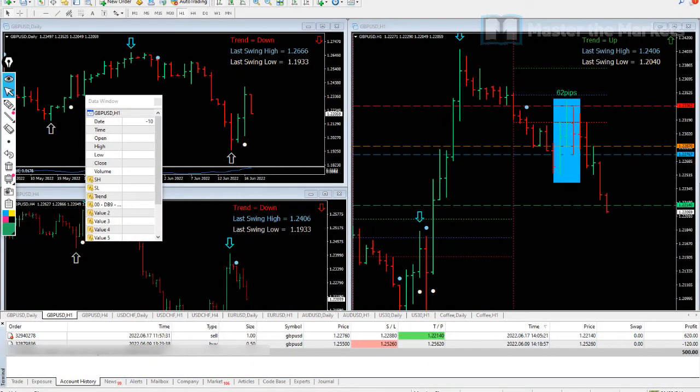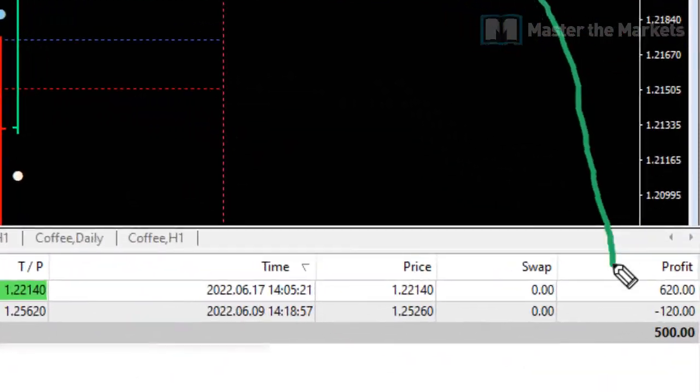Alright traders, as you can see over here, the trade has hit our target, the green line here. We banked in our cash over here, where you can see it's 620 pounds that we've banked in. As you can see in the actual profit and loss column, we did take a losing trade before at 120, and now this big winner has overridden that loss as well.